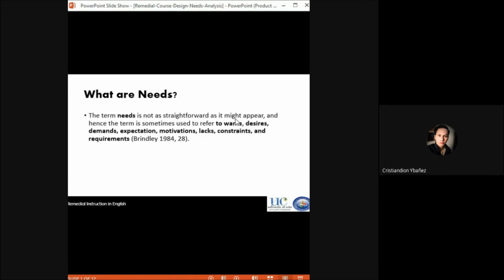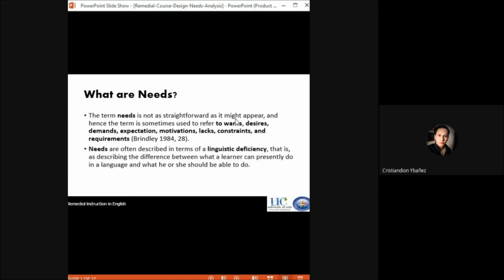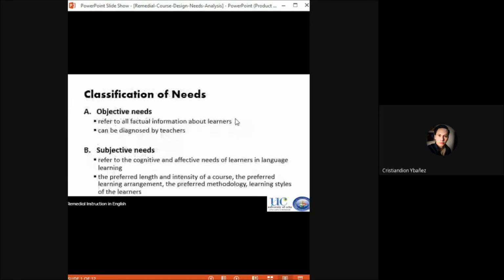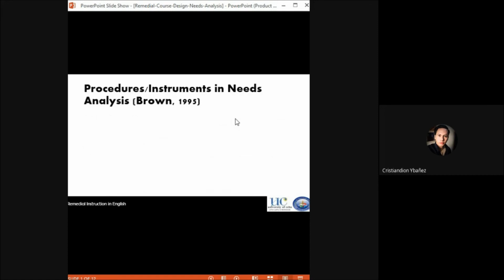So what are needs? These are the wants, the desires, the demand, the expectation, the motivation, the lack, the constraints of the bata. In short, panginahanglan nun sa bata. Okay? Linguistic deficiency. So we already have this one, objective needs and subjective needs. These are the factual information, and these are the attitude. These are the affective needs, the emotional needs of the learners.